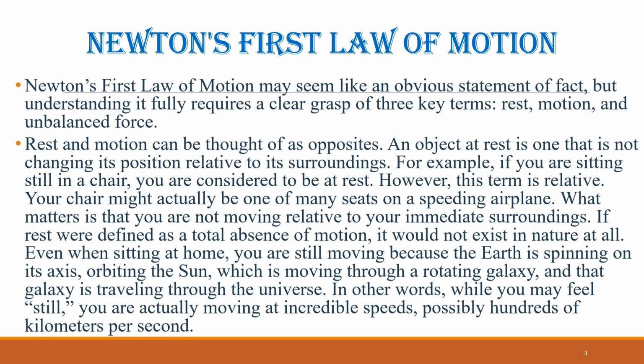Rest and motion can be thought of as opposites. An object at rest is one that is not changing its position relative to its surroundings. For example, if you are sitting still in a chair, you are considered to be at rest.